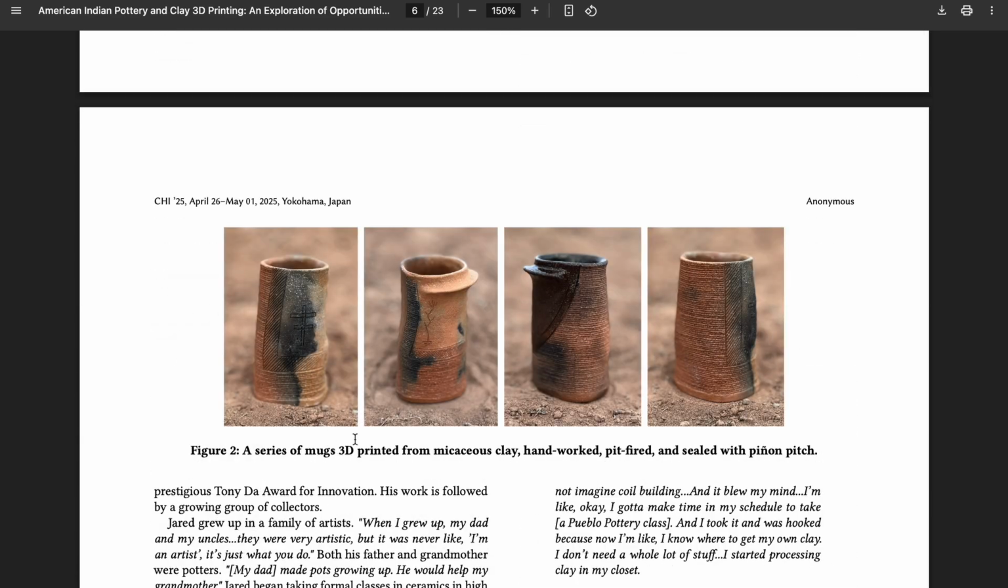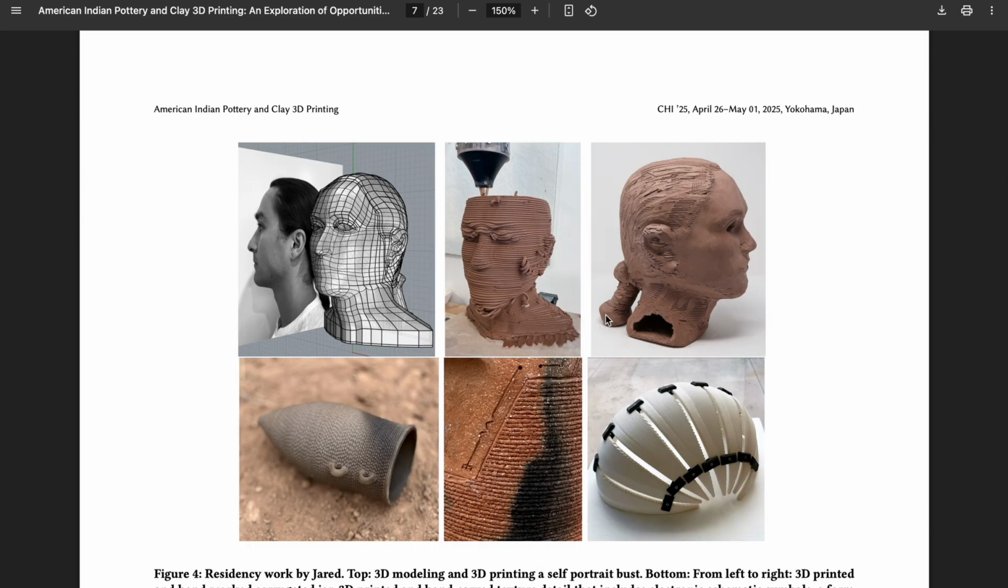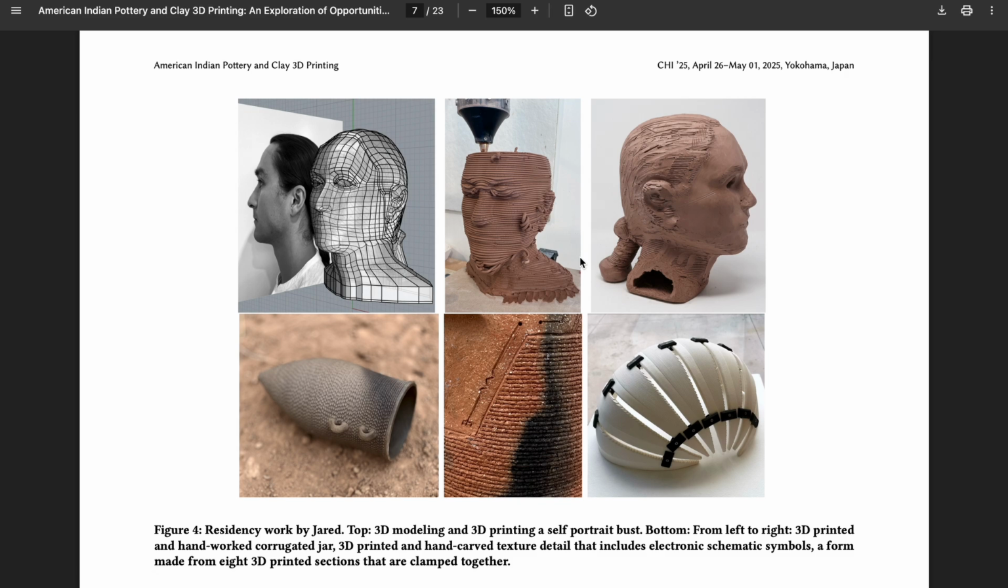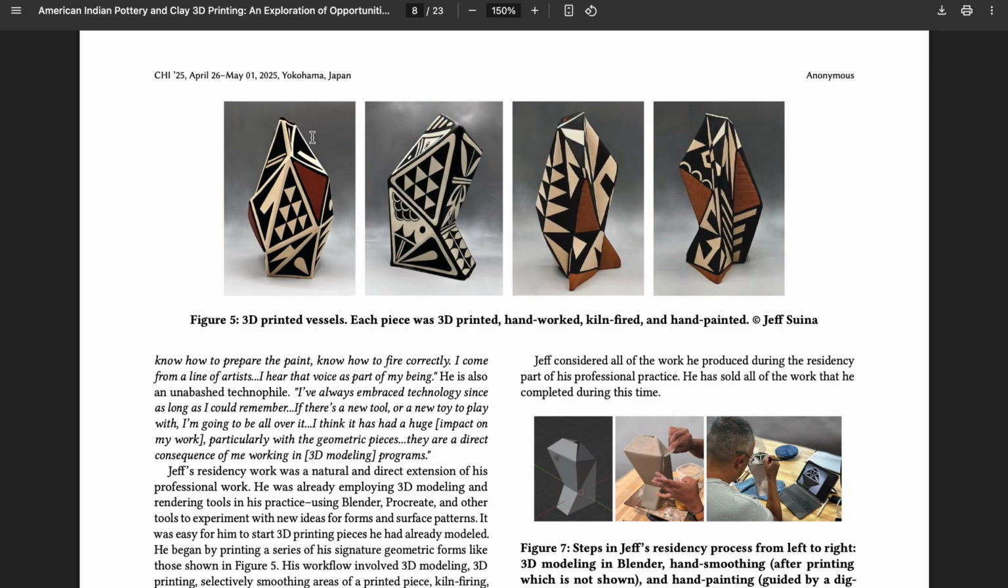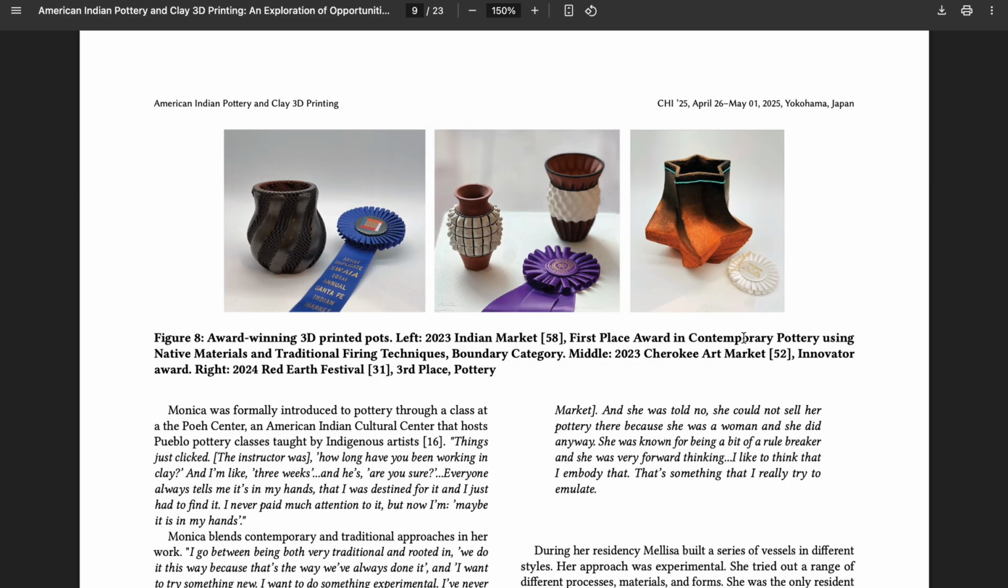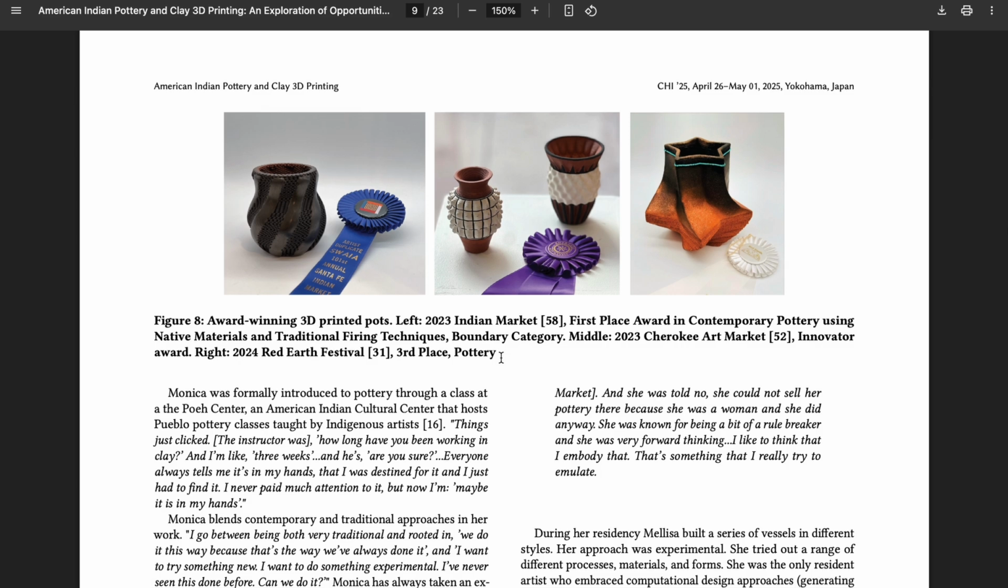In the paper there's a background of the artists and some of their work. So here were a series of 3D printed mugs that one of the artists made and then kind of used a more traditional process in terms of firing them. One of the things he talked about was actually doing a bust. This is something he had thought about for a long time, and it wasn't until this residency program that he gave it a shot. This is an example of the piece, starting with a 3D render, going all the way to the finished piece. They won some awards in the contemporary pottery category, which was cool to see.